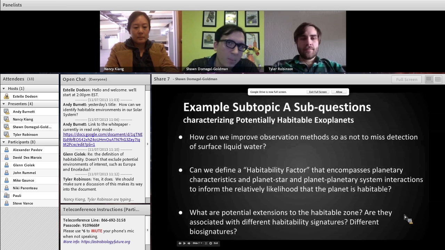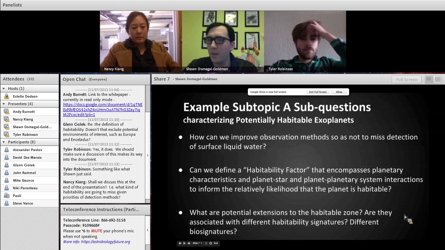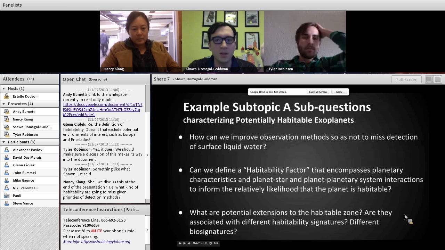We don't want to look at a planet, say it doesn't have water, and in fact it does, because that might be one of our better planets to do follow-up observations of. Can we define a habitability factor, which is something I just discussed, that encompasses planetary characteristics and planet-star and planetary system interactions to inform the relative likelihood that the planet is habitable? You might need to rephrase that. So this is all about, again, that sort of quantitative assessment, incorporating as much as we possibly can into whether or not a planet can potentially harbor a global detectable biosphere.